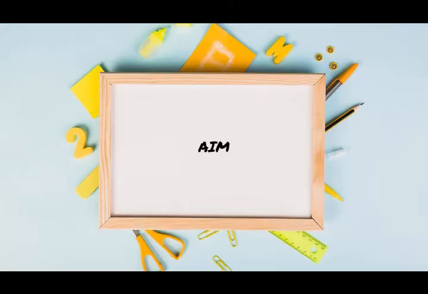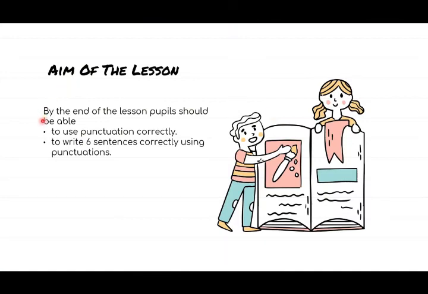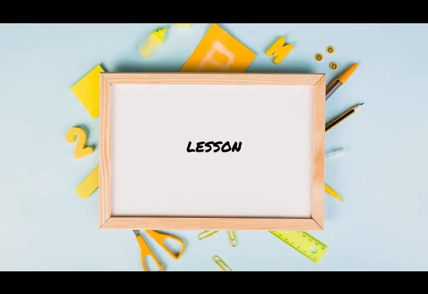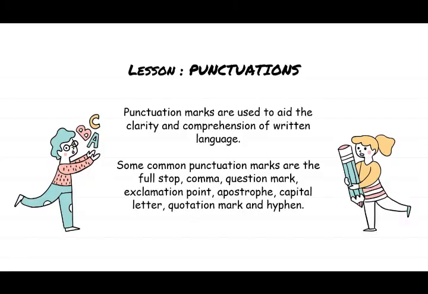Okay, for the aim of this lesson, by the end of the lesson, pupils should be able to use punctuation correctly and should be able to write 6 sentences correctly using punctuation. Okay, class? So for the lesson today we are looking at punctuations.